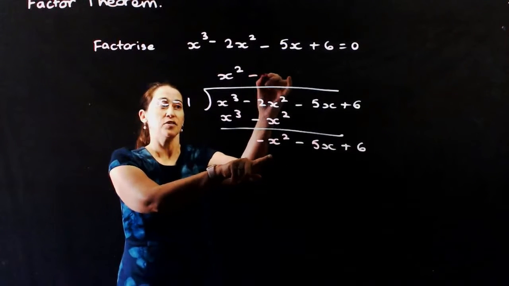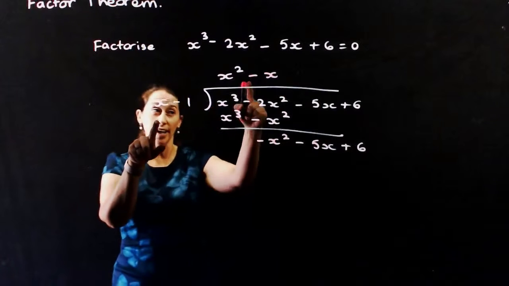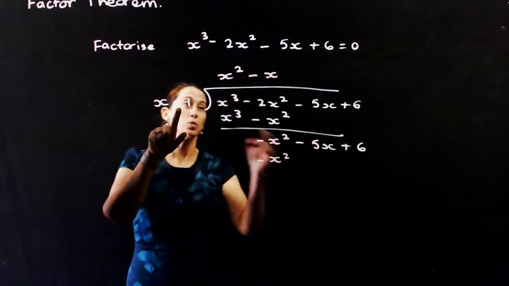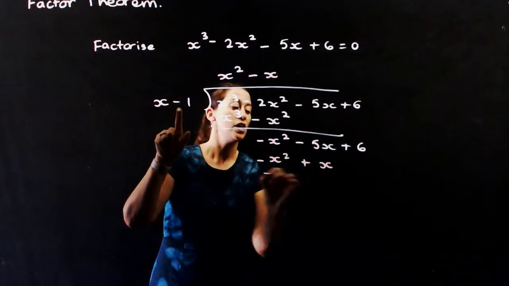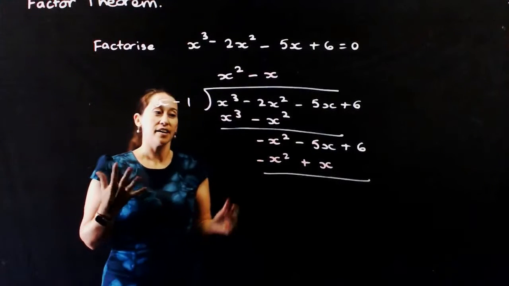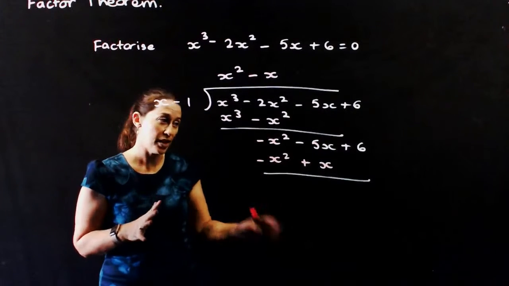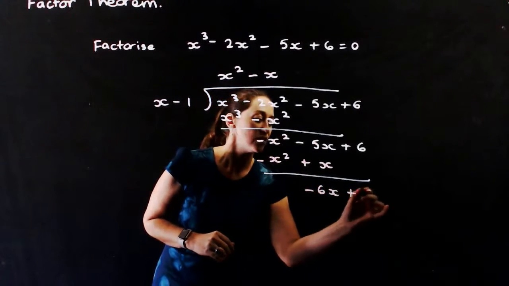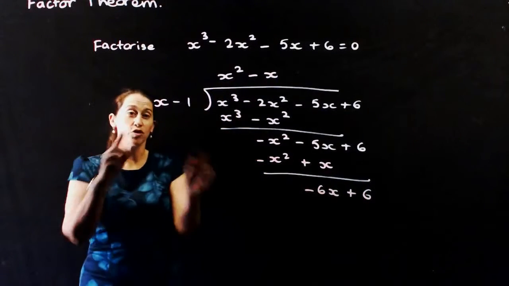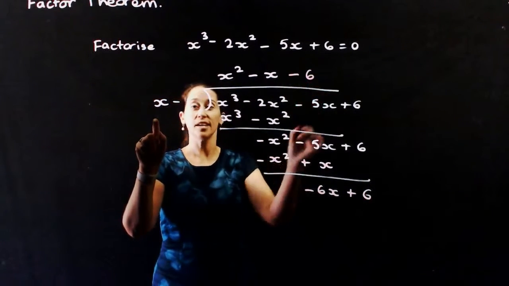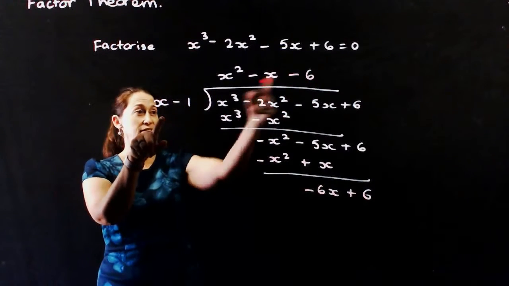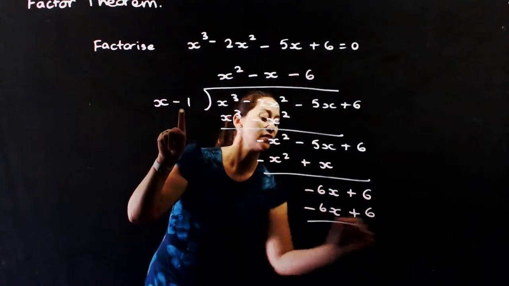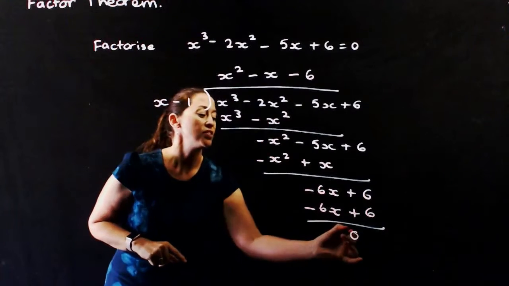Now we divide through by x again, which gives us the minus x. Multiplying minus x by this, minus x times x is minus x squared. Minus x times the minus 1 gives me positive 1x. Do the subtraction. Minus x squared, take away minus x squared, disappears. Minus 5 minus 1 gives me minus 6x plus the 6, bringing that down. Now divide through by x again, which gives me negative 6. Multiply negative 6 by this, you get negative 6x. Minus 1 times minus 6 is plus 6. Do the subtraction and we end up with 0.